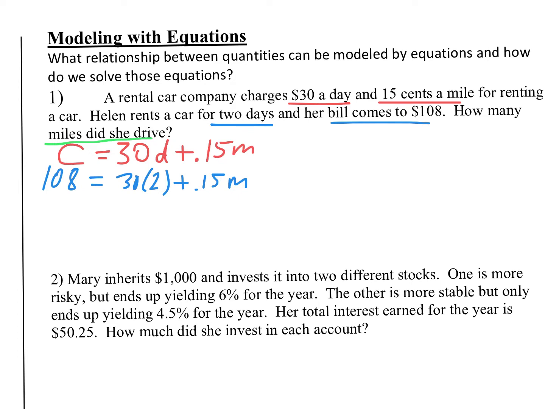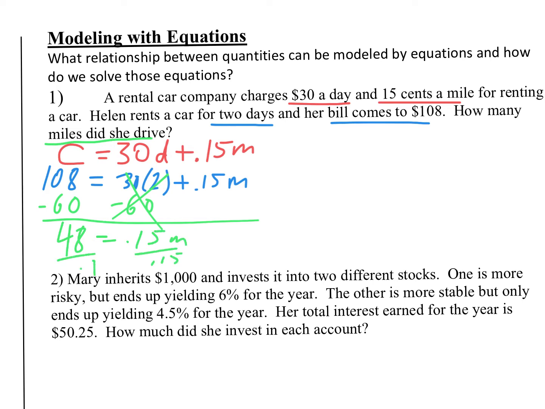So what I would do next is I would subtract the 60 from both sides. I'm doing that 30 times 2 in my head there to cancel that out. So that'll be 48 equals 0.15m, and then I would just divide by the 0.15, and on the calculator this would be 320 equals m, and so that would represent 320 miles that she drove.